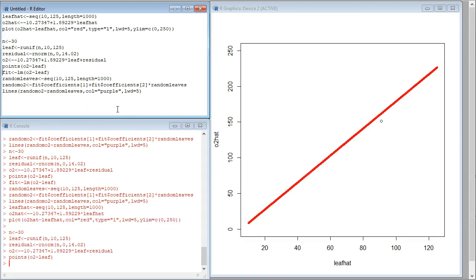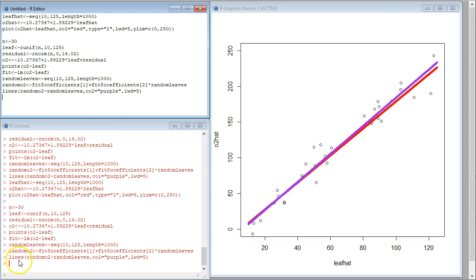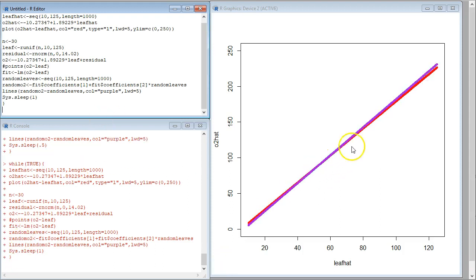And if I automate this to sit here and do a whole bunch of these, you'll see that over and over, using data made with the red line, I'm getting purple lines that are just a little bit different each time. It's also interesting to notice that the purple lines aren't that different from the red line, only a little bit different from the red line.